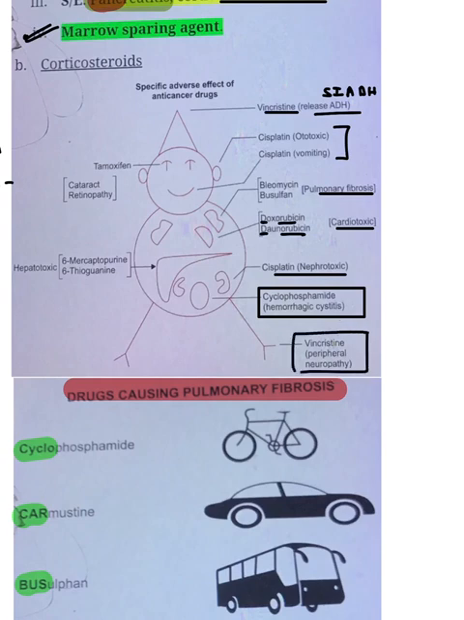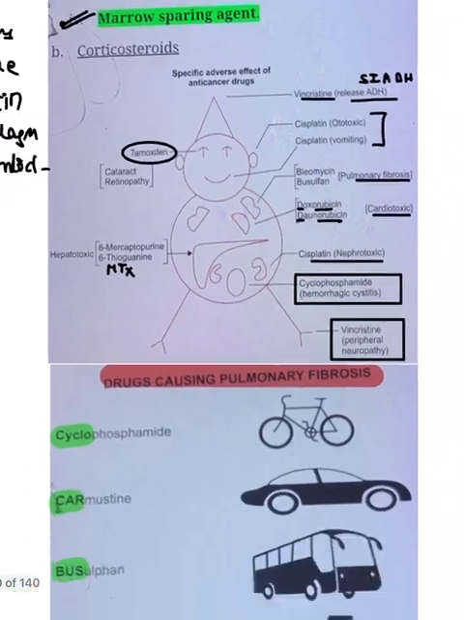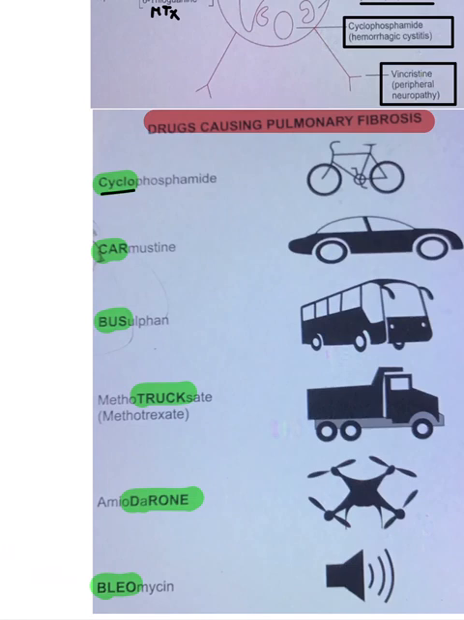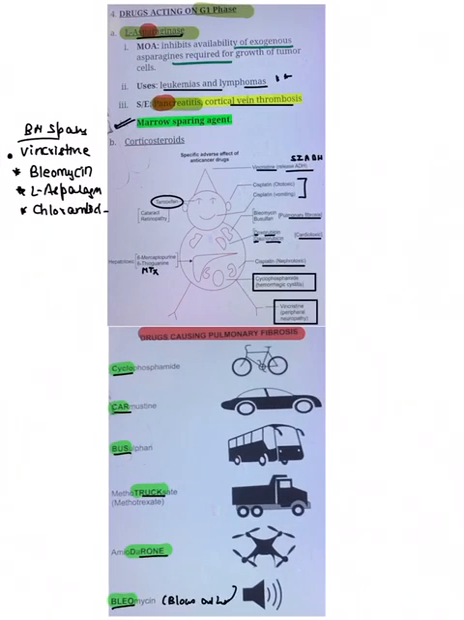Then you have vincristine and vinblastine, which cause peripheral neuropathy. Then hepatotoxic drugs, we have 6-mercaptopurine, 6-thioguanine, and also drugs like methotrexate. Then we have drugs like tamoxifen, a selective estrogen receptor modulator. They can cause cataract and retinopathy. Then drugs causing pulmonary fibrosis: cyclophosphamide, carmustine, busulfan, methotrexate, and bleomycin. Remember, bleomycin blows out the lung. So this was about the drugs that cause pulmonary fibrosis.